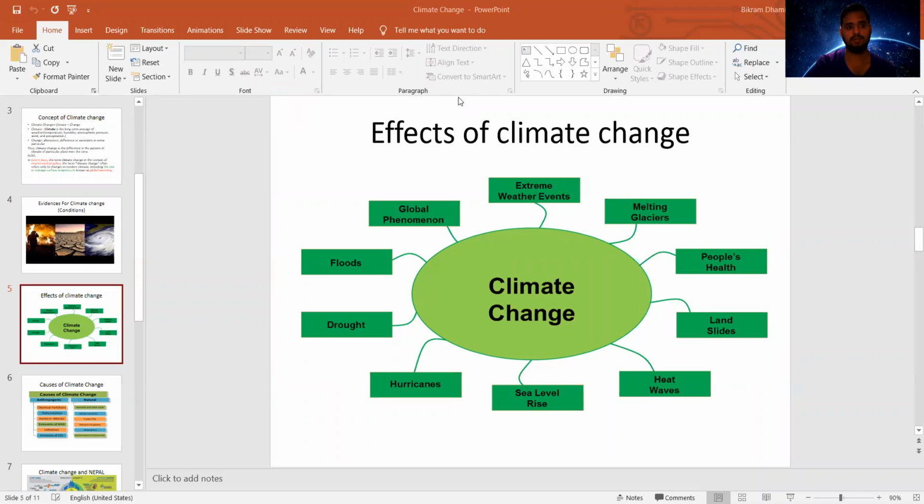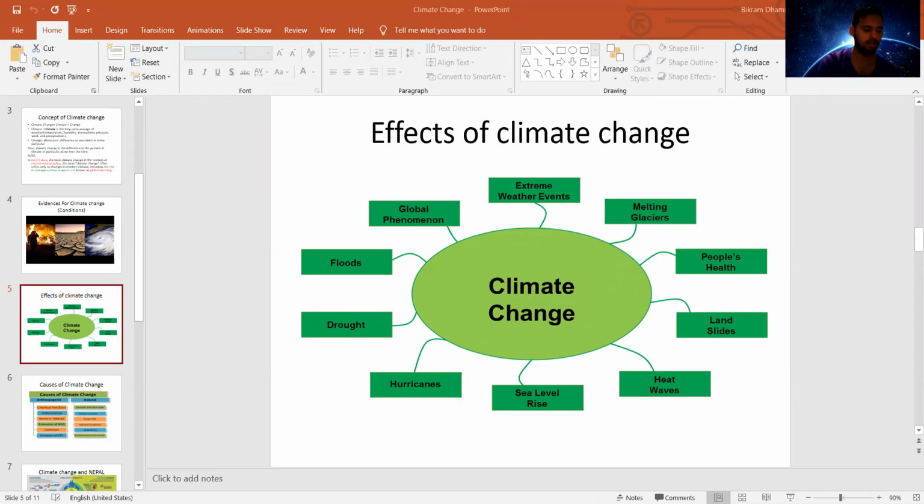We used to have rainfall on June 10th in Nepal. Monsoon enters on June 10th, but nowadays we see fluctuations. It is not exactly on June 10th. The temperature of our country is also increasing every year. So you can see that the weather events are not in the same pattern. Next one is melting glaciers.